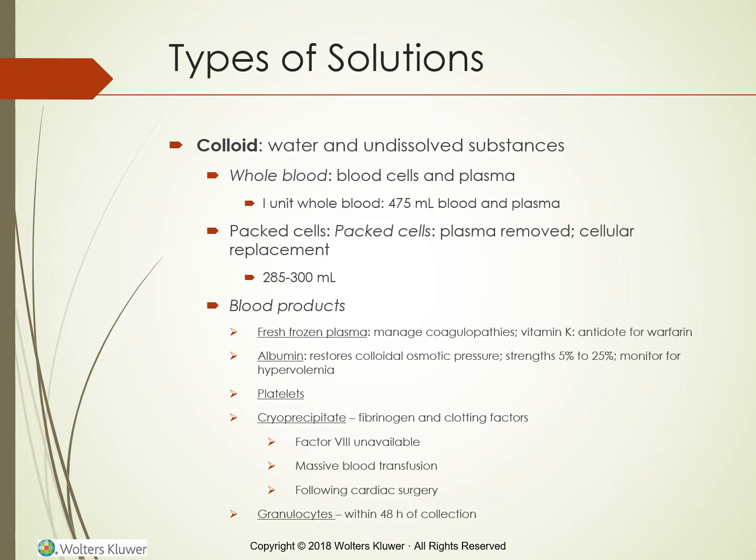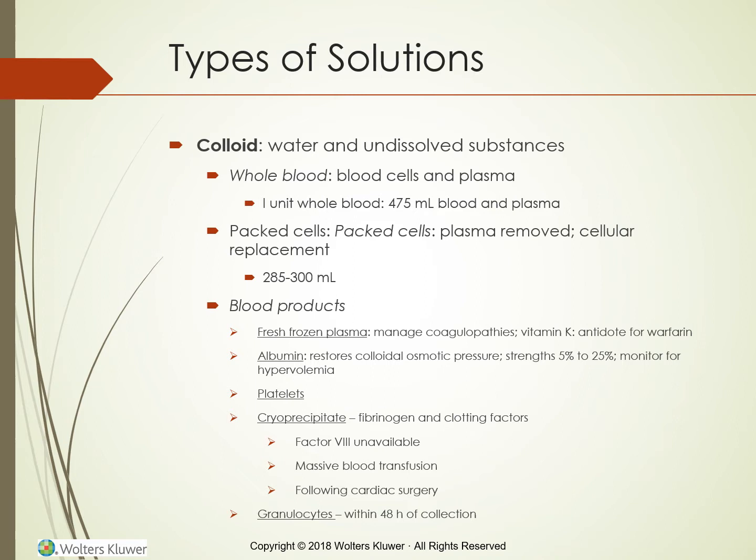Blood products. There are several types of solutions containing blood products, components extracted from blood, such as fresh frozen plasma, albumin, platelets, granulocytes, and cryoprecipitate. Blood products are administered to clients who need specific blood substances, but not all of the fluid and cellular components in the whole blood.